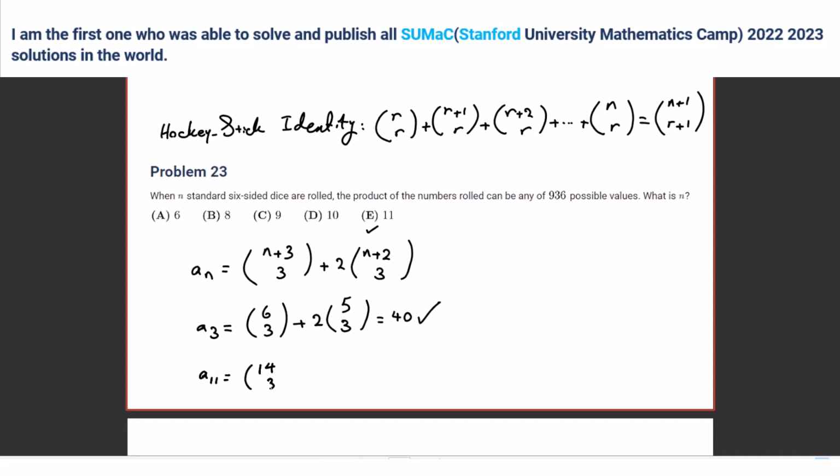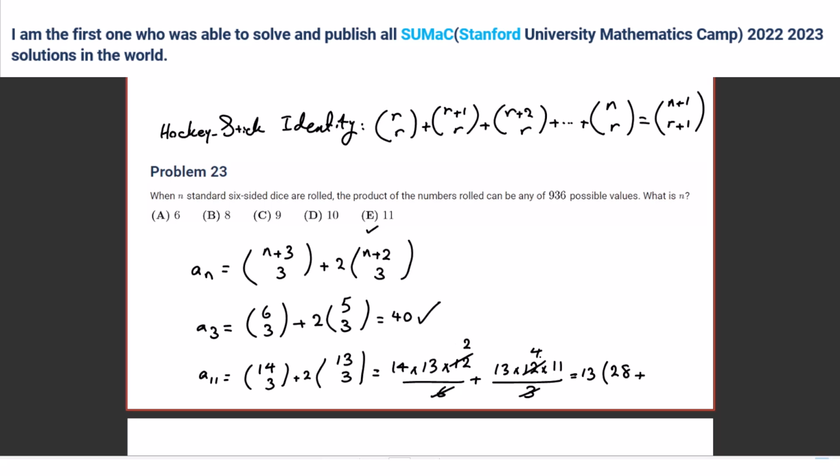Okay, now we can calculate a11. It's 14 choose 3 plus 2 times 13 choose 3, right? Yeah. So it's 14, 13, 12 over 6 plus 13, 12, 11 over 3. You can cancel, it's 4. You can cancel, it's 2. So you can factor out 13. It is 2 times 14, 28, and 4 times 11, 44.